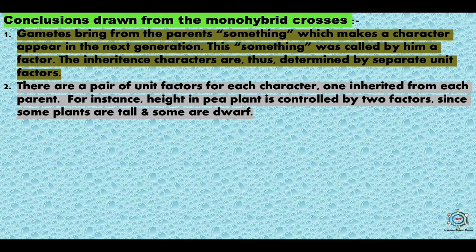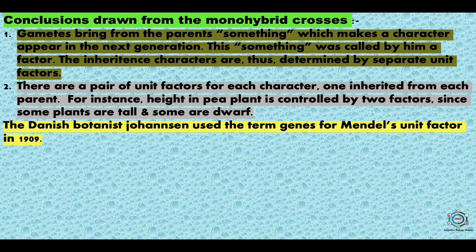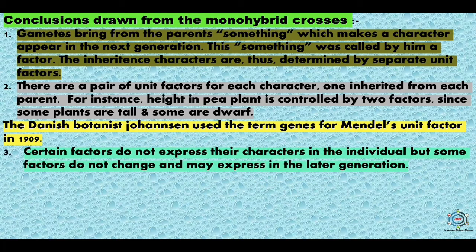There is a pair of unit factors for each character, one inherited from each parent. For instance, height in pea plant is controlled by 2 factors, since some plants are tall and some are dwarf. The Danish botanist Johannsen used the term genes for Mendel's unit factor in 1909. Third, certain factors do not express their characters in the individual, but do not change and may express in the later generation.